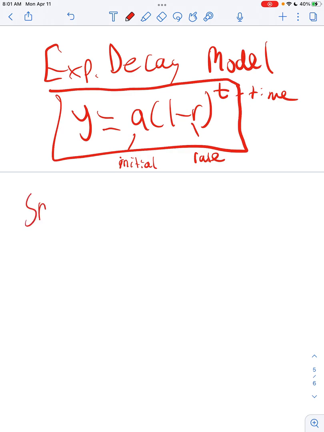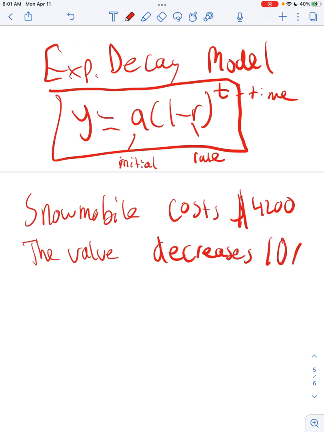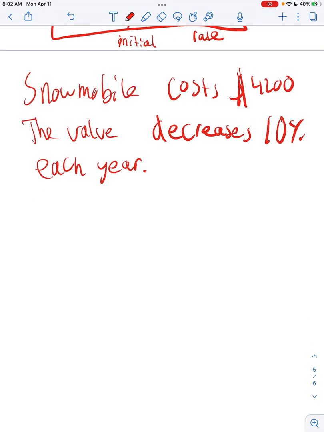So let's take the example of a snowmobile. So a new snowmobile costs $4,200. The value decreases 10% each year. So let's write an exponential decay model and then estimate the value after 3 years.